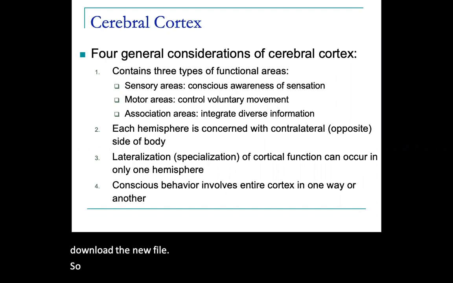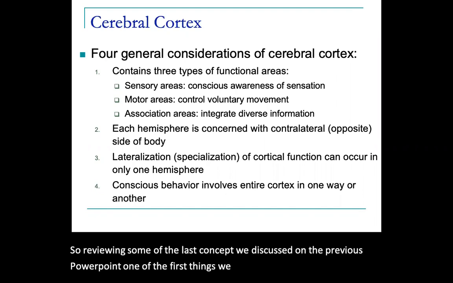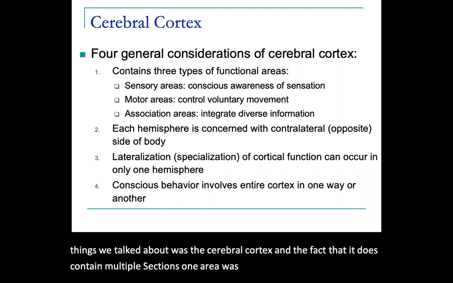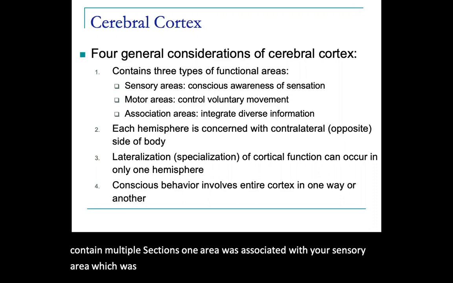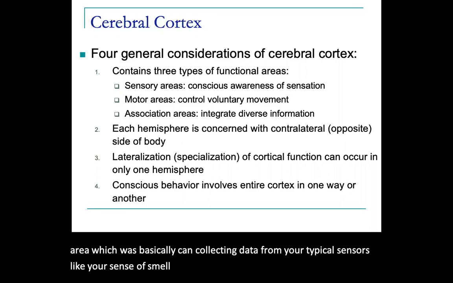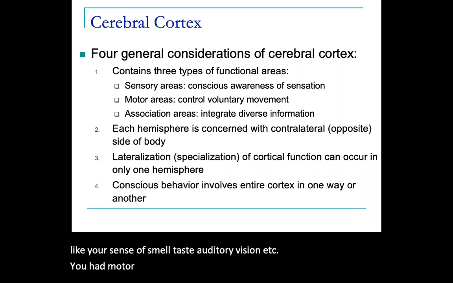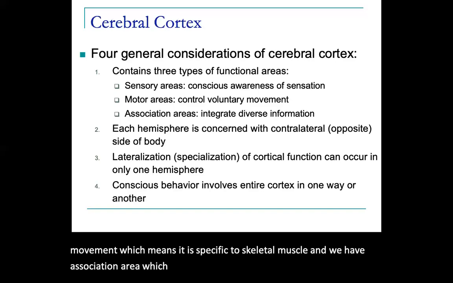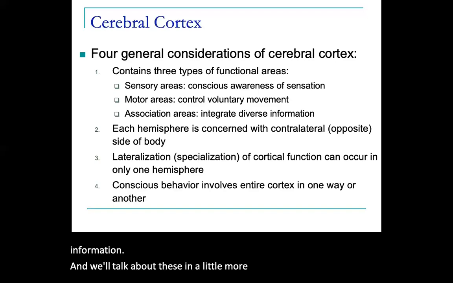So reviewing some of the last concepts we discussed on the previous PowerPoint, one of the last things we talked about was the cerebral cortex and the fact that it does contain multiple sections. One area was associated with your sensory area, which was basically collecting data from your typical senses, like your sense of smell, taste, auditory, vision, etc. You have motor area, which controls only and only your voluntary movement, which means it is specific to skeletal muscle. And we have association area, which is important in terms of integration of diverse information. And we'll talk about these in a little more detail as we go through the PowerPoint.